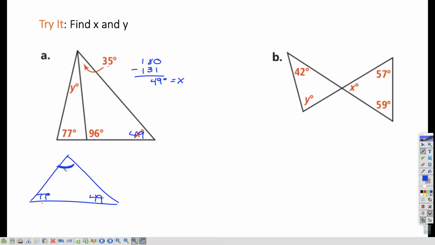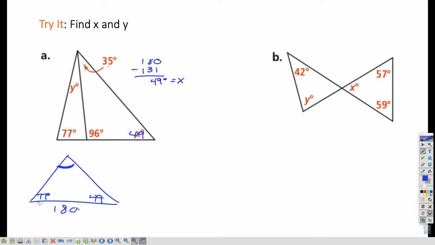Take 35 down here. 35 and 77, can you do 77 plus 35? Because 35 is not in the same triangle. Take 77 plus 49 and subtract it from 180. Don't divide them. Bladen, stop. It's not helpful.